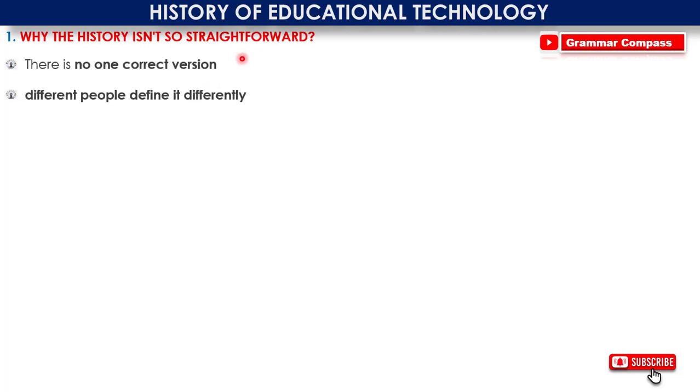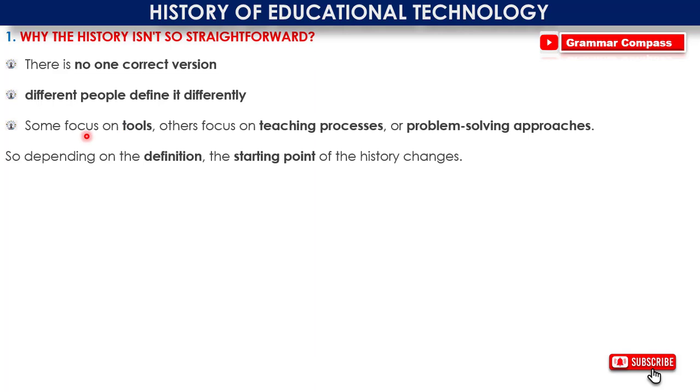So the question is, why is the history of educational technology not straightforward? The problem is that we don't have a correct version of the history of educational technology. Any version of the history is correct. Again, different people define educational technology differently. For example, some focus on tools, others focus on teaching processes, and others focus on problem-solving approaches.